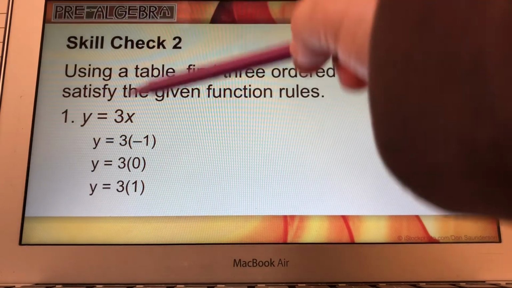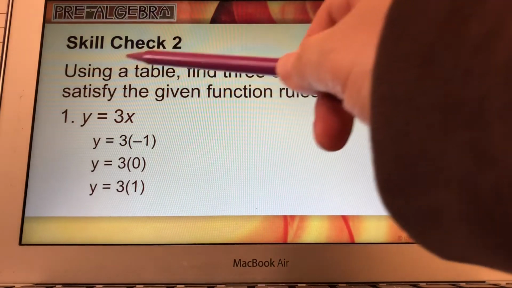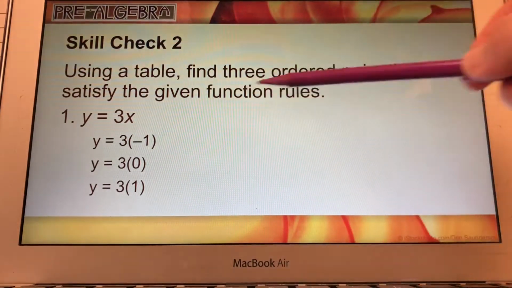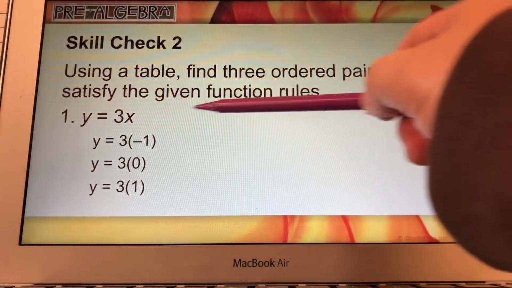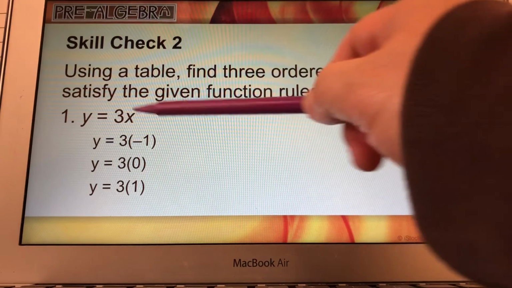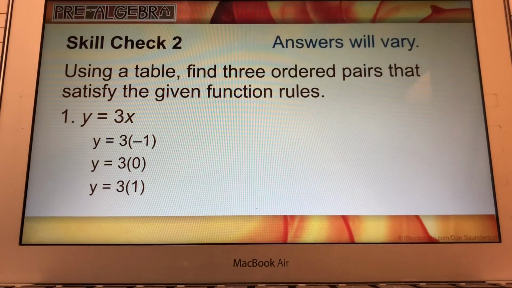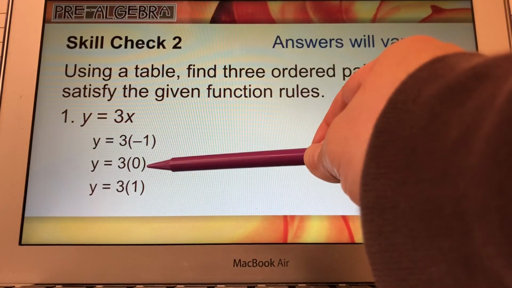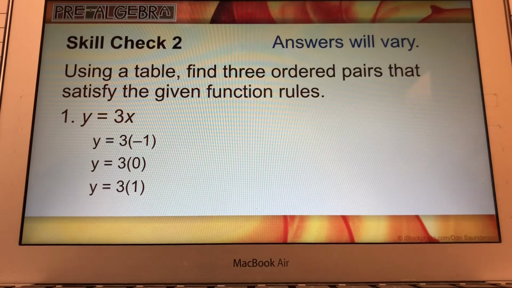Let's suppose that we are given this equation. And say that the problem says using a table, so we're going to set up our table, find 3 ordered pairs that satisfy this given function, the given function rules right here. So your answers are going to vary because, like I said, each of us are going to maybe choose some different numbers. One very simple number you can choose would be 0. Always choose 0 because that's an easy way to solve your equation very quickly.